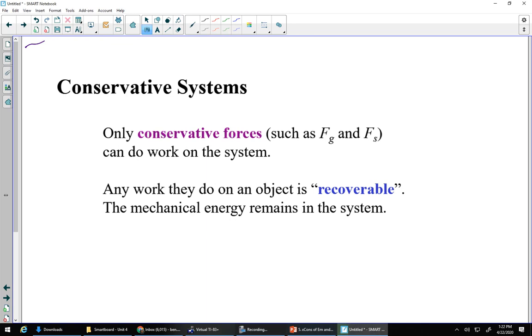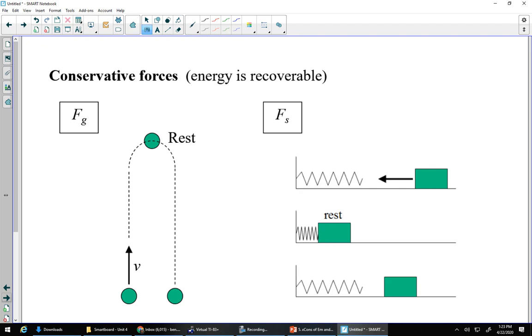Another way that we could look at this is that only conservative forces are acting on the system. Conservative forces are things like force of gravity and spring force. They're also kind of recoverable, so you can get the energy back from them. So you lift something or you throw something up to a particular height. Yes, the force of gravity is acting on it, and that force of gravity can put the energy back into the system in terms of kinetic energy. So conservative systems have conservative forces, and the ones that we're going to look at are force of gravity and spring force.